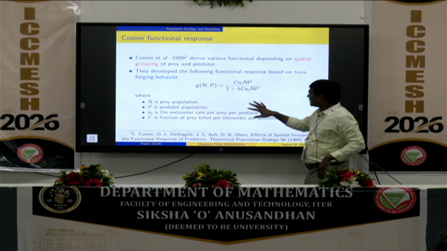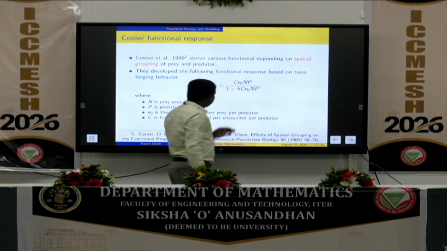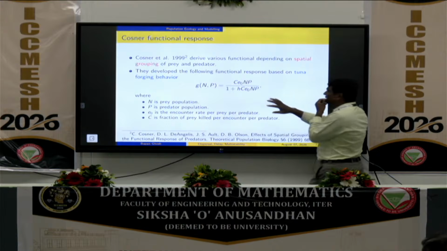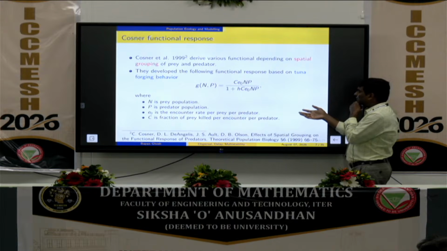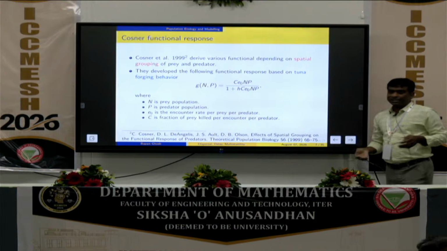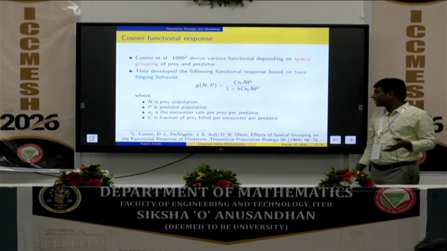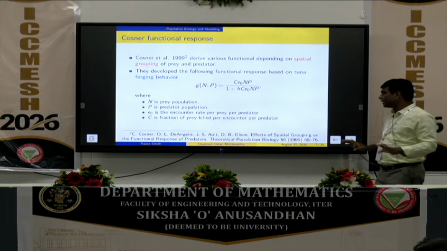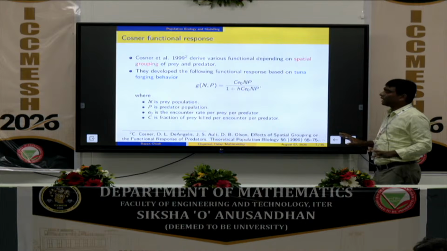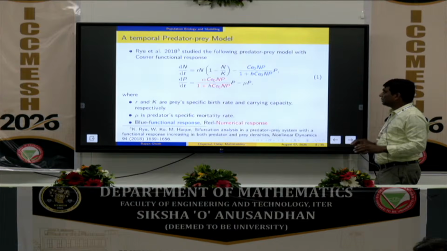This has a certain meaning, the H has the same meaning. Here C is the fraction of prey killed per encounter per predator. So these are different kinds of functional responses. It depends upon what type of functional response works for a particular species. But here we will be discussing more generic information, not a particular case study. We want to know the computational dynamics in this presentation.